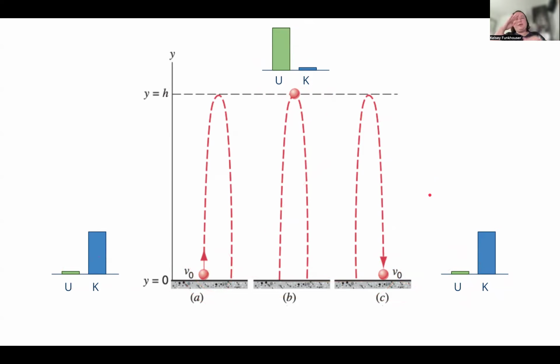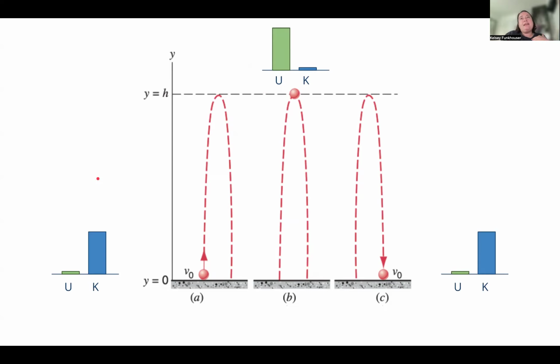And this relationship of the bar graphs, you can also see all throughout the motion. So if we looked more halfway up, we would see an even split. The bars would be the same size because kinetic energy would have decreased because velocity was decreasing, and potential energy would have increased because the height was increasing. But sorry, I don't have those parts of the graph.